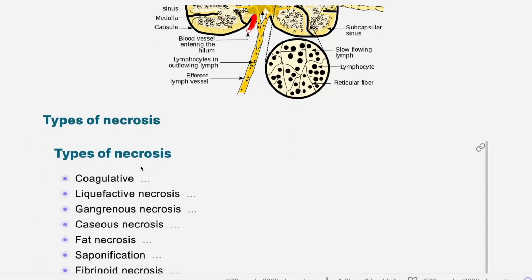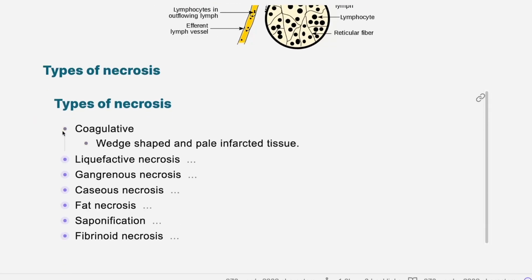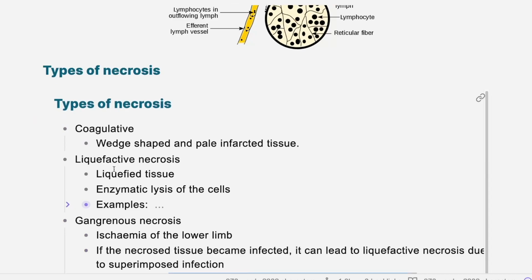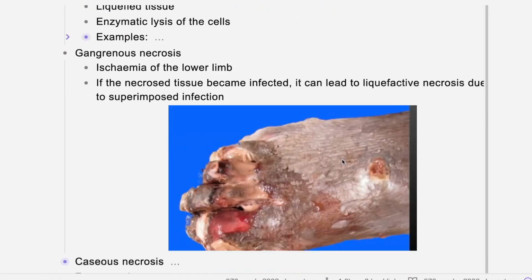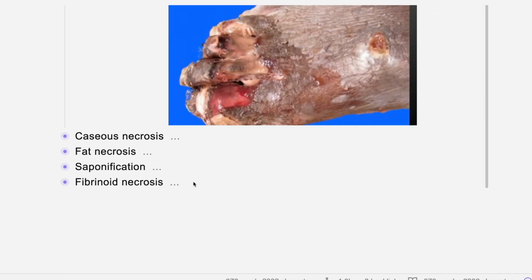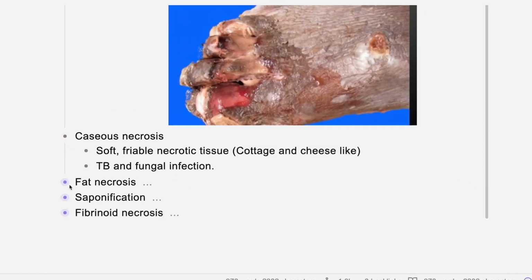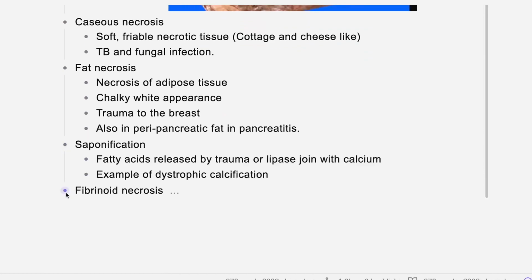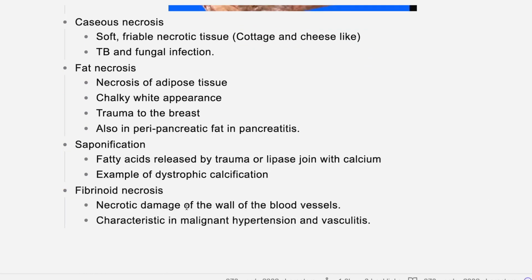So if we look at the answer, we have coagulative necrosis, liquefactive necrosis, gangrenous necrosis, and this is how the gangrenous necrosis looks. Caseous necrosis, fat necrosis, where I did not mention saponification, and finally we have fibrinoid necrosis as well.